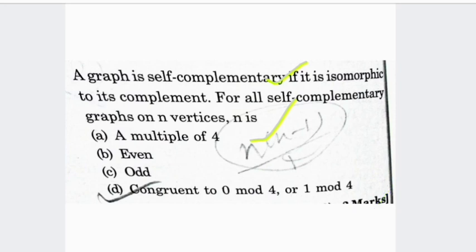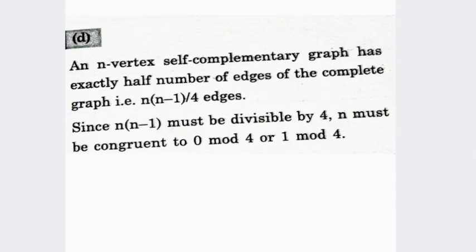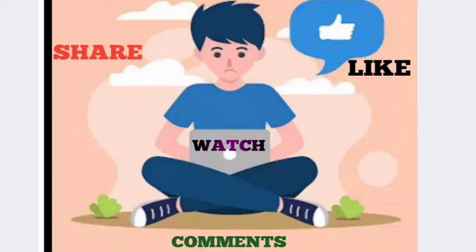Now come to the solution of this question. An n-vertex self-complementary graph has exactly half as many edges as the complete graph, that is n times (n minus 1) by 4 edges. Since n times (n minus 1) must be divisible by 4, n must be congruent to 0 mod 4 or 1 mod 4. Now this session ends here.